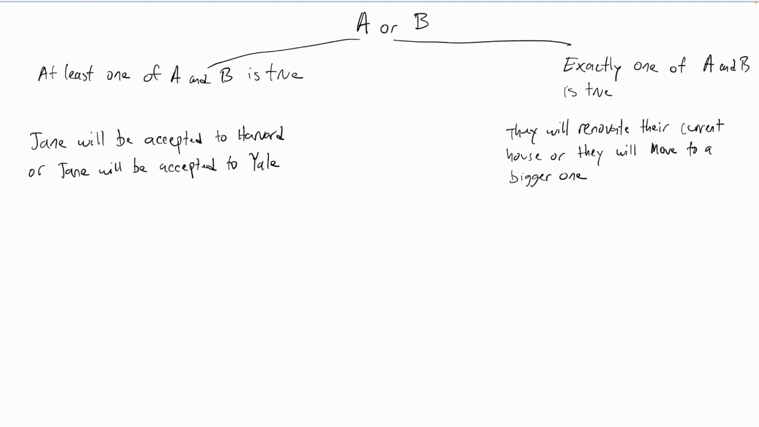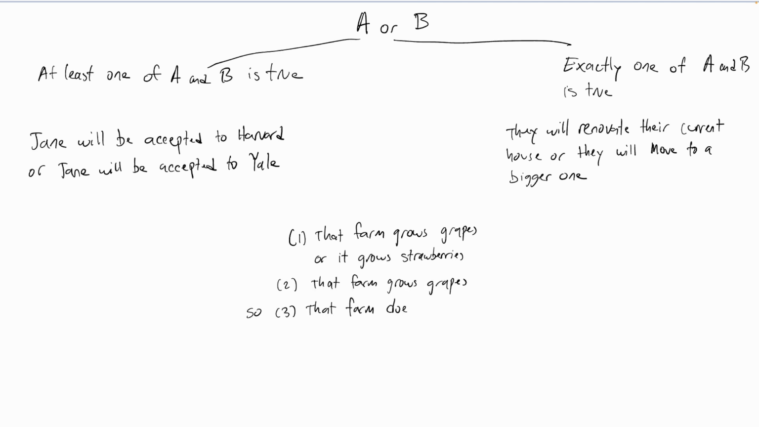Now, supposing that or is ambiguous between these 2 different senses, an inclusive sense and an exclusive sense, how does that create a problem? To illustrate the issue, suppose someone asks you to consider the following inference. That farm grows grapes or it grows strawberries. That farm grows grapes, thus that farm does not grow strawberries. You're asked, is the inference from the premises to the conclusion valid?